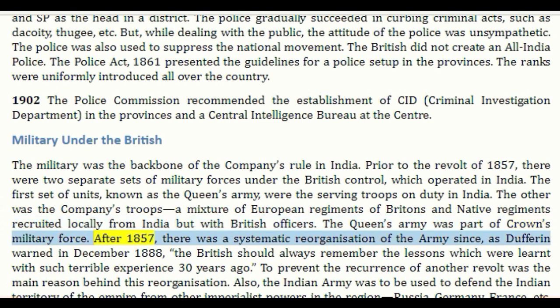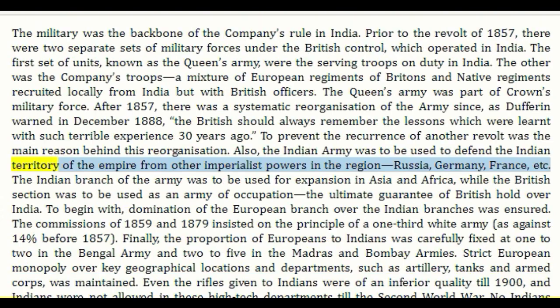After 1857, there was a systematic reorganization of the army since, as Dufferin warned in December 1888, the British should always remember the lessons which were learnt with such terrible experience 30 years ago. To prevent the recurrence of another revolt was the main reason behind this reorganization. Also, the Indian army was to be used to defend the Indian territory of the empire from other imperialist powers in the region, Russia, Germany, France, etc.